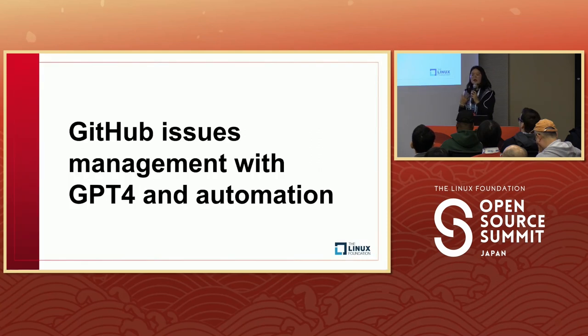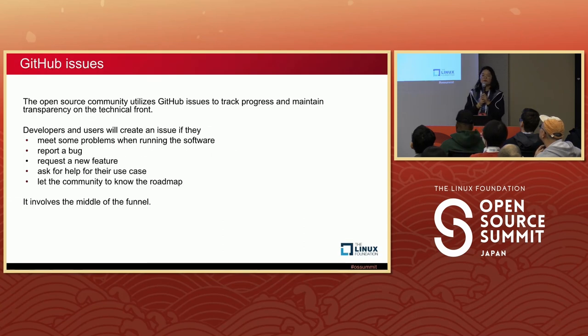So how did we do? I will list three use cases. The first one is GitHub issues management. GitHub issues are very important in an open source project. We use GitHub issues to track progress, and we also use them to maintain transparency on the technical front. Everyone can check the GitHub issues. There is no secret in the open source community. Developers or users will create an issue if they meet some problems while running the software, report a bug, or request a new feature. They interact with the maintainers via GitHub issues.